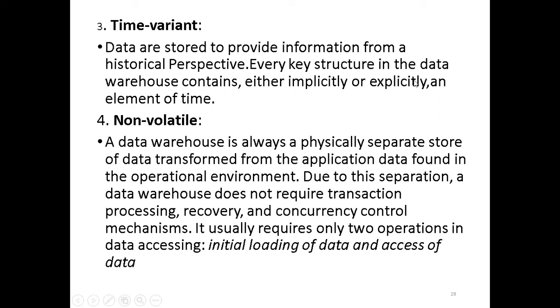Every key structure in the data warehouse contains either implicitly or explicitly an element of time. Now the fourth point is non-volatile. A data warehouse is always a physically separate store of data transformed from the application data found in the operational environment. Due to this separation, a data warehouse does not require the transaction processing, recovery, and concurrency control mechanisms that are found in your ordinary database. It usually requires only two operations of data accessing: initial loading of the data and accessing of the data.